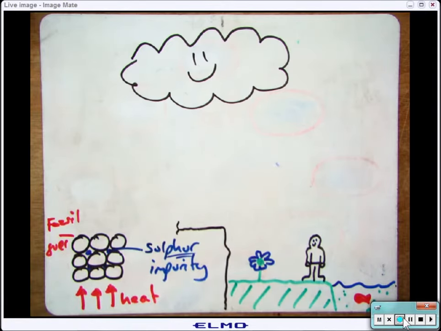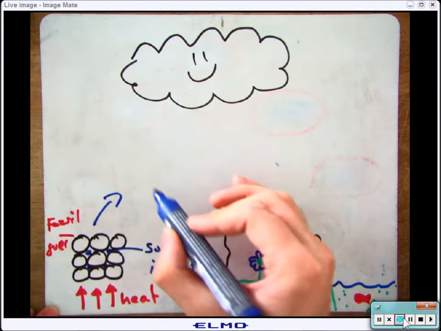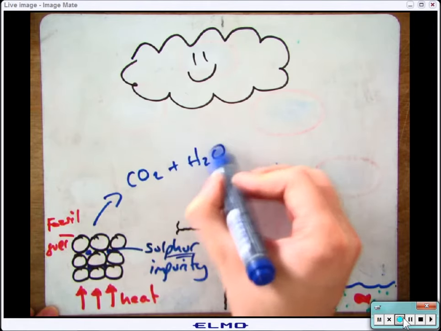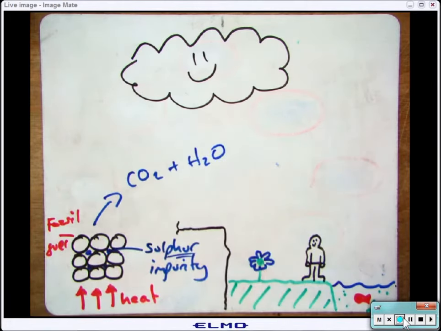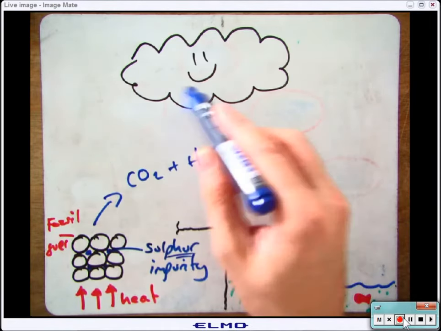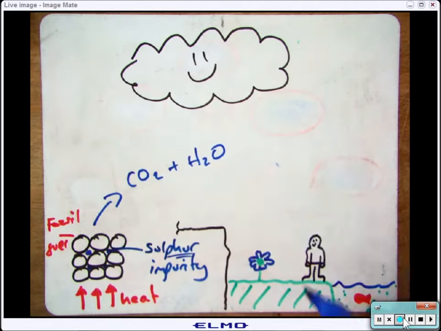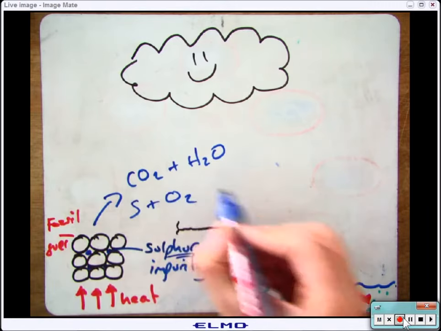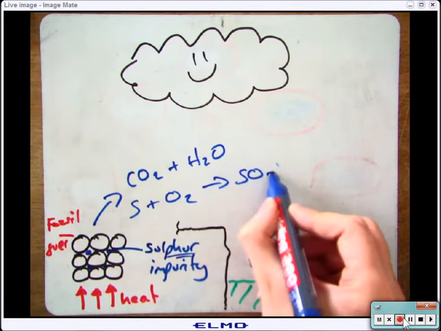So what happens is when you heat your fossil fuel, normally complete combustion occurs, you get carbon dioxide and you get water. That all goes up into the clouds, carbon dioxide into the atmosphere as a greenhouse gas, water up into the atmosphere which goes into your clouds and forms your rain. However, when sulfur gets there, sulfur reacts with oxygen in the air to form sulfur dioxide.